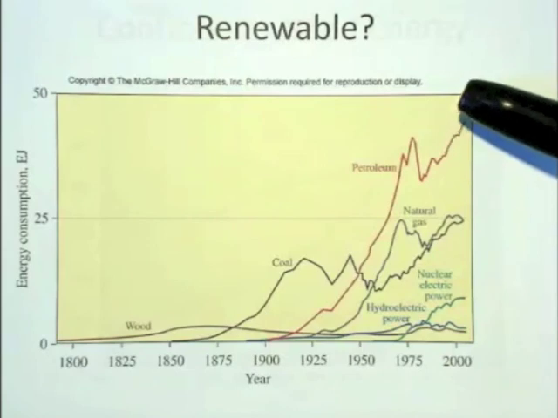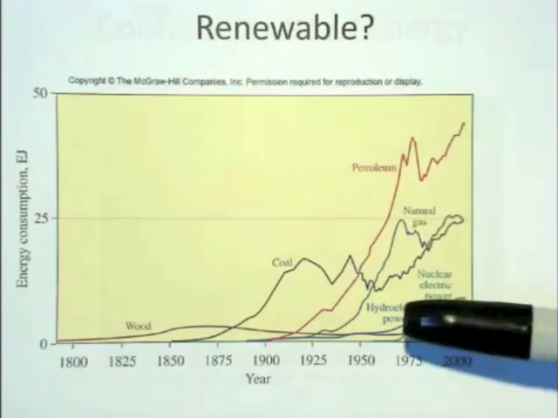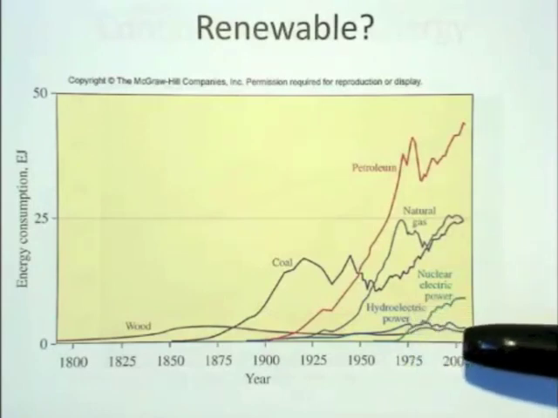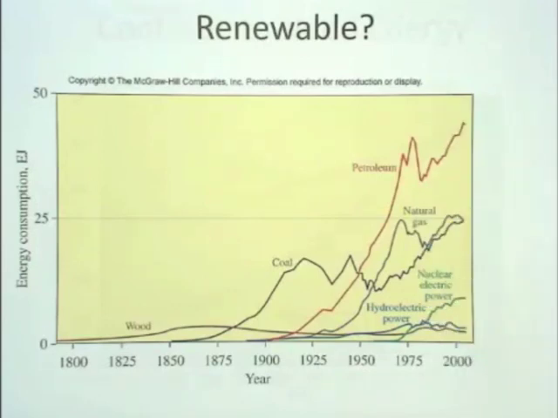So if we continue using, eventually we will run out, and we're going to be forced to use renewable. And at this point in time, our renewable sources are just such a small percentage of our overall energy consumption that something's got to change in a big way relatively soon.